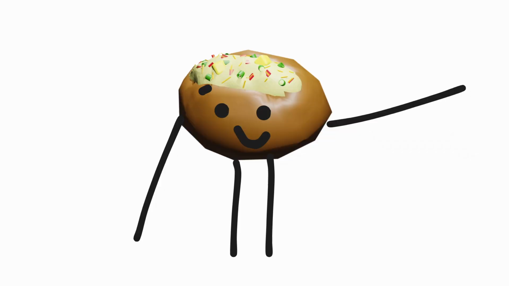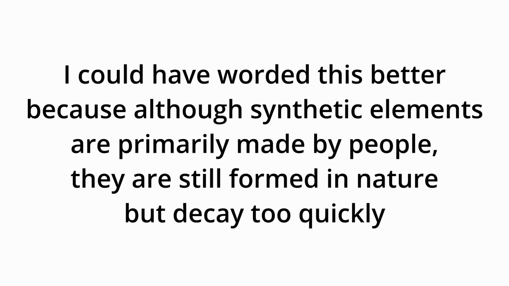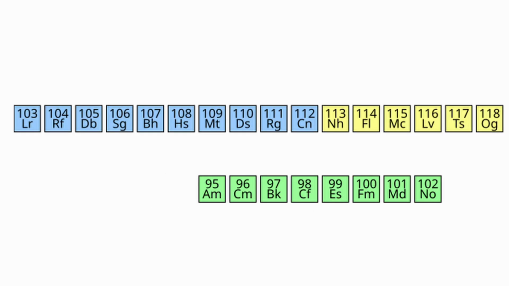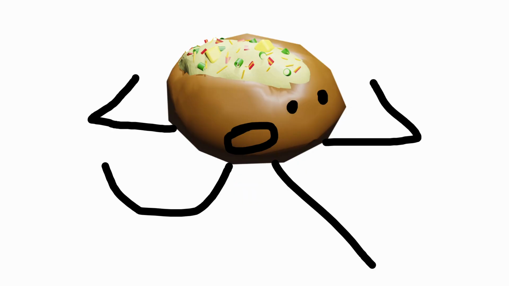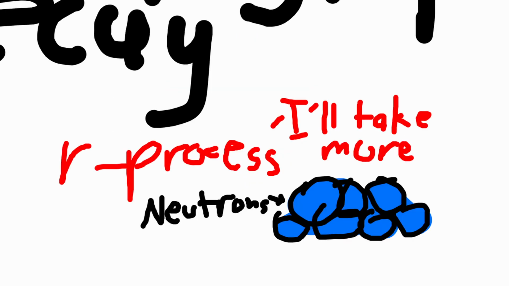Oh wait, those are the synthetic elements. A synthetic element is an element only made by people and never found in nature. All elements with an atomic number greater than 95 are synthetic. But how do people make new elements? Well, we imitate the R process.